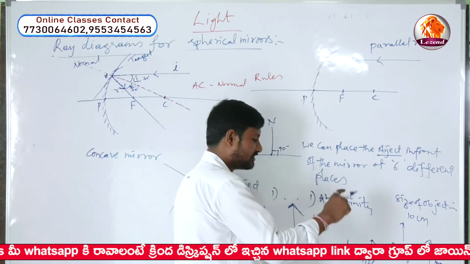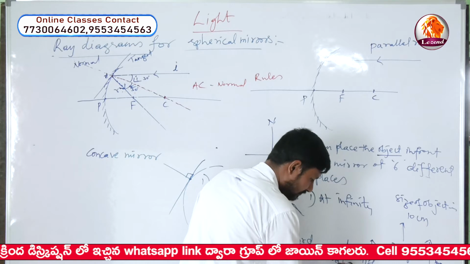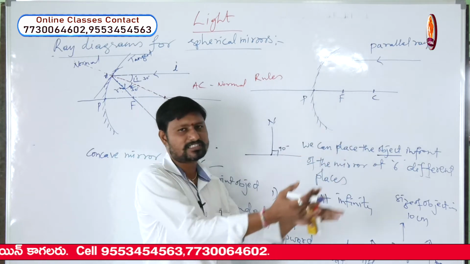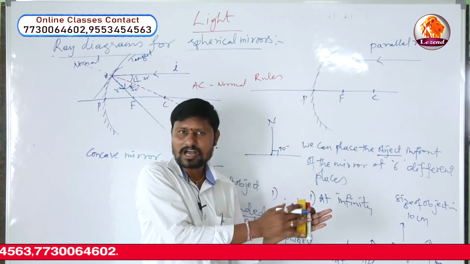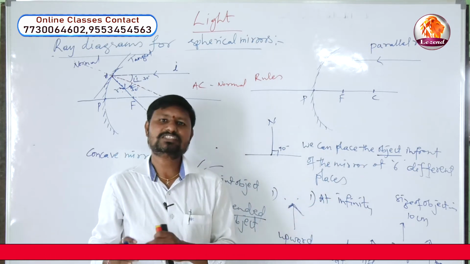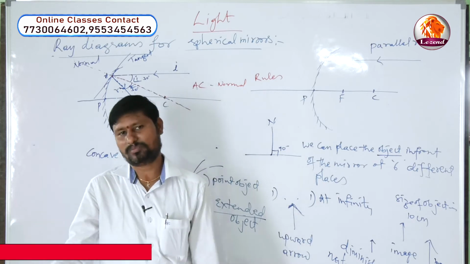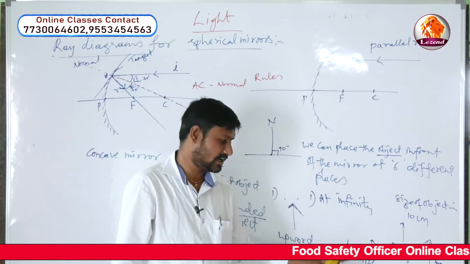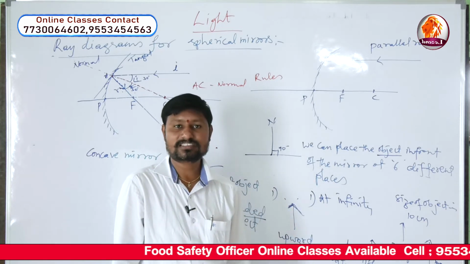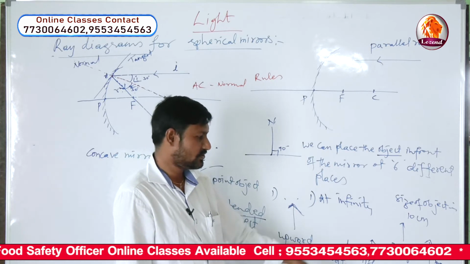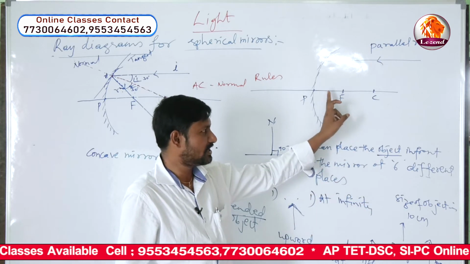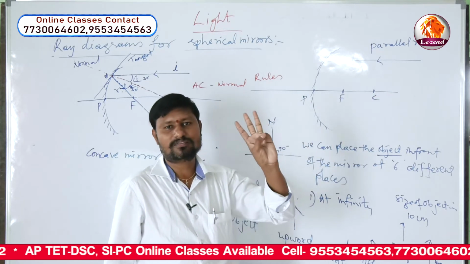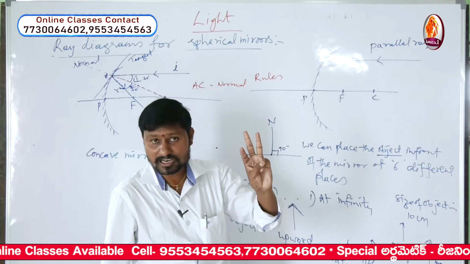And next, nature. What is the nature of the image? Nature of the image means whether we can catch the image on the screen, that means a real image, or we cannot catch it on the screen, which means a virtual image. Whether the image is real or virtual, that is another important property of the image. Next, the position: where is the image formed, here or here or here? Size of the image, nature of the image, whether it is real or virtual.